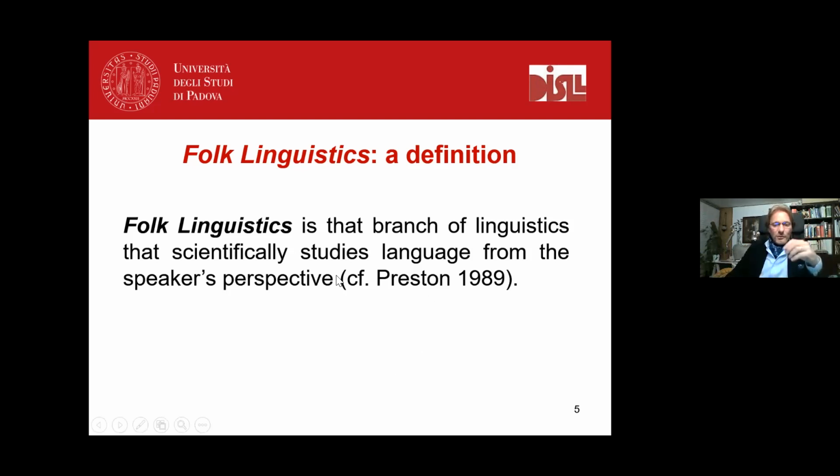What I've tried to do in the last 10 years is apply the principles and methods of investigation of folk linguistics to an area that is originally out of its reach, that is educational linguistics. That is, I've tried to apply these methodologies and these principles to language teaching, basically.